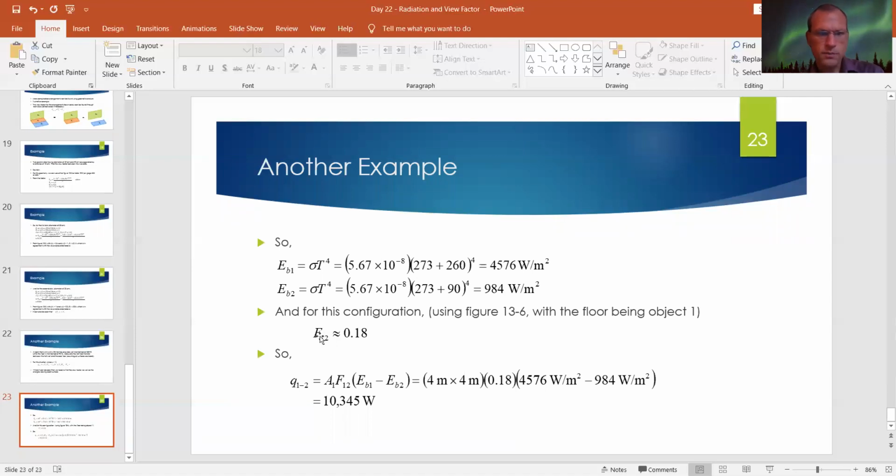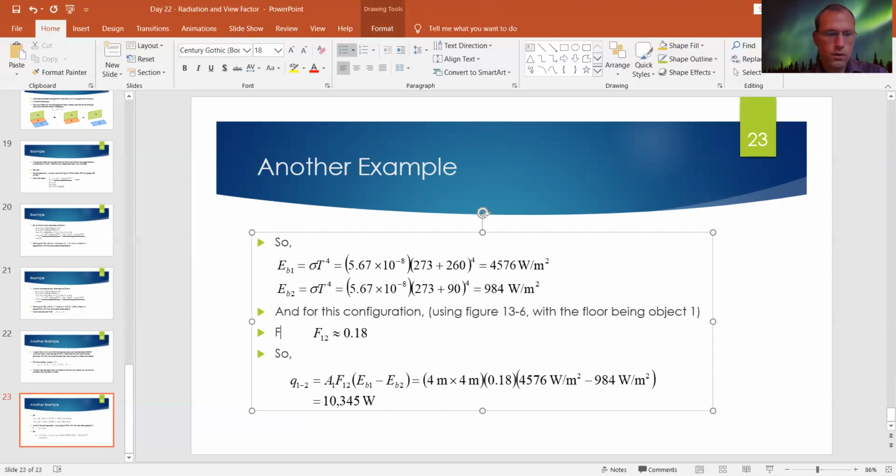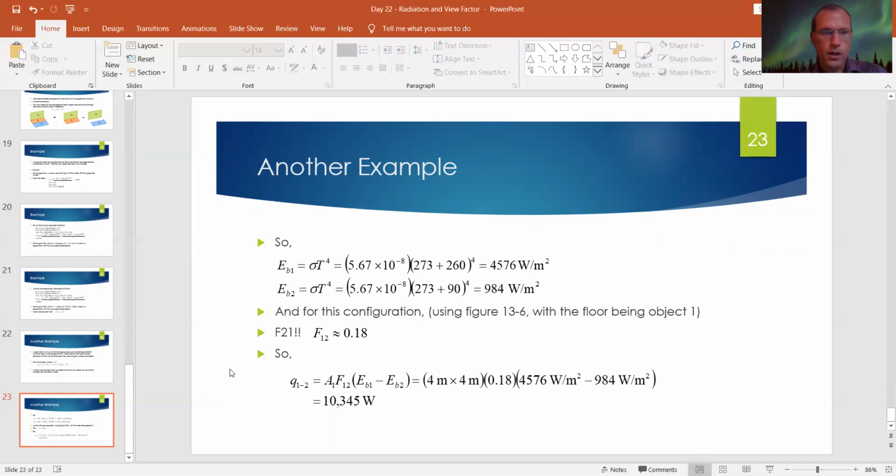So this should actually be F21. You can change that. That's F21, not F12. I will change that in a minute. And then what I actually need here is A2. So did I use A2? Hopefully I did. 2 is the floor. Yes, so 2 is the floor. So I did actually use the floor, 4 meters by 4 meters. So I did actually do this right, even though I called it the wrong thing. So again, this should be A2, not A1, because the floor is 4 meters by 4 meters. The floor is object 2. So I luckily did that right.